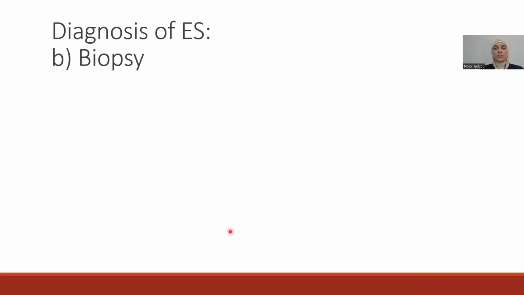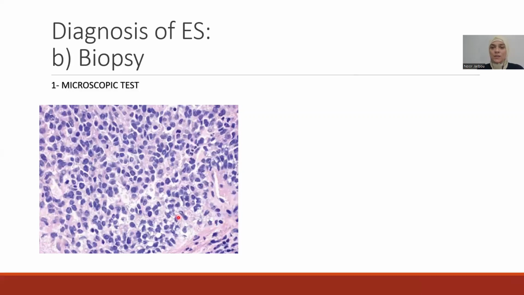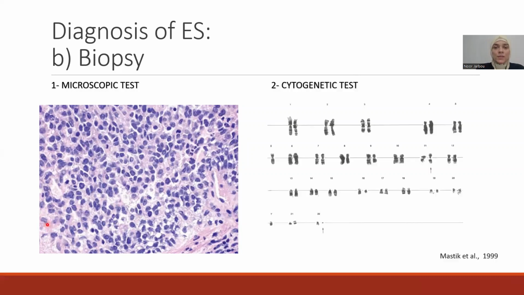The second diagnostic tool is biopsy. This process requires extracting a tissue or cell sample of the affected area for examination to confirm the diagnosis and the cancer stage. The biopsy sample goes to a microscopic test. As you can see here, the Ewing sarcoma cells appear undifferentiated and are characterized by a high nucleus to cytoplasm ratio. Then there is a cytogenetic test, which reveals the translocation karyotype, as illustrated here in this image of the genome.